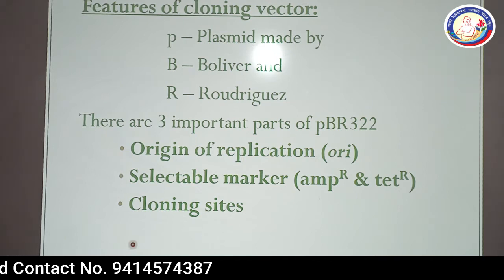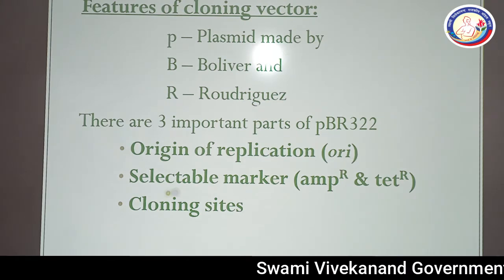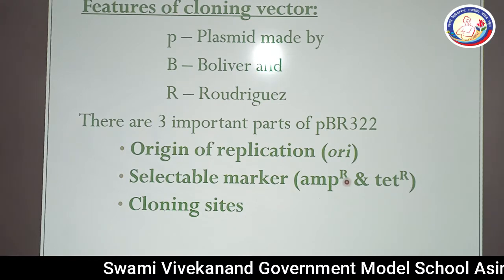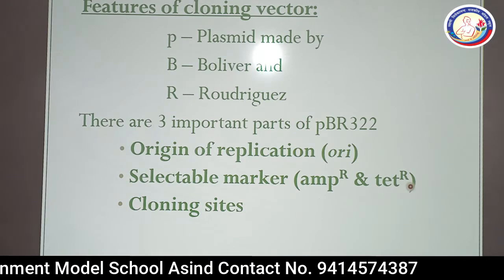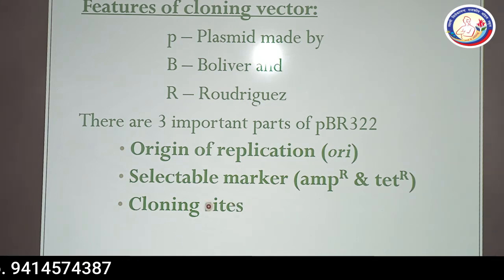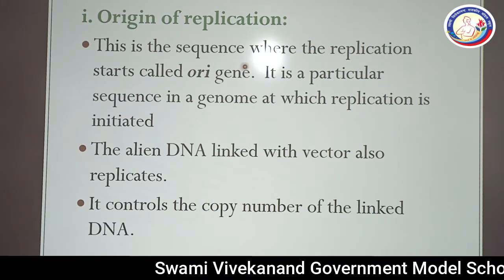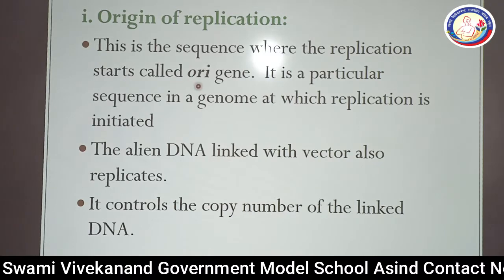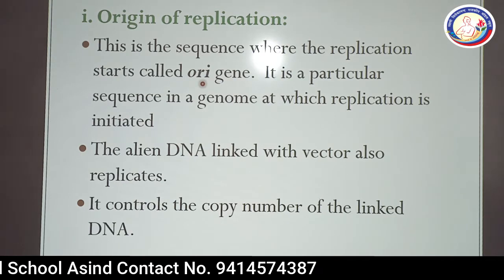The structure of pBR322 is explained by three important parts: ORI, origin of replication; selectable markers like the ampicillin resistant gene and tetracycline resistant gene, and in place of this, KANR also may be used; and cloning sites. The first one is origin of replication. So you can see this is the sequence where the replication starts, called origin. It is an important part of the cloning vector.